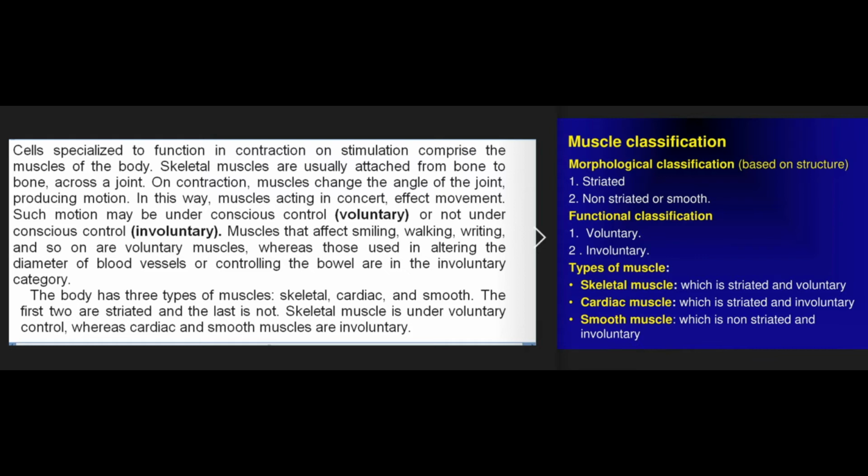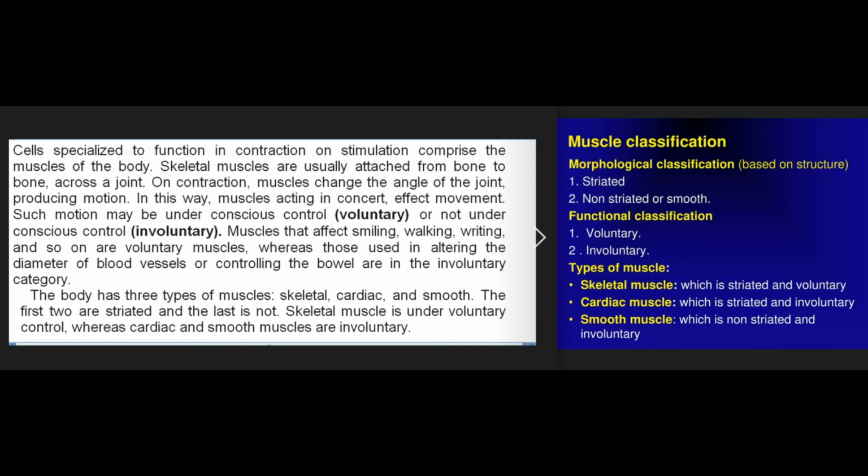Skeletal muscles are usually attached from bone to bone, across a joint. On contraction, muscles change the angle of the joint, producing motion. In this way, muscles acting in concert effect movement. Such motion may be under conscious control, voluntary, or not under conscious control, involuntary. Muscles that affect smiling, walking, writing, and so on are voluntary muscles, whereas those used in altering the diameter of blood vessels or controlling the bowel are in the involuntary category.